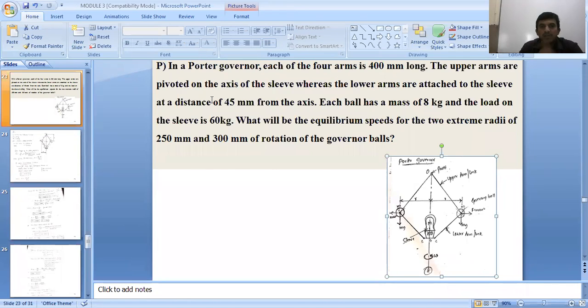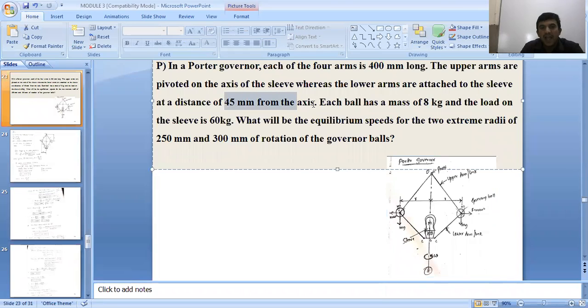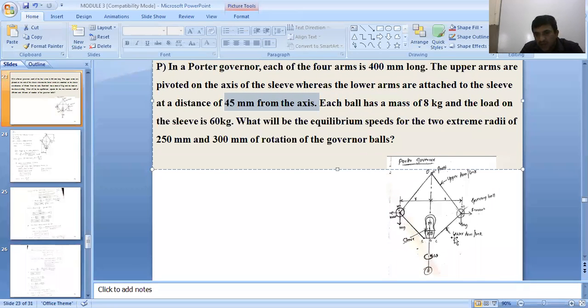The upper arms are pivoted on the axis of the sleeve, whereas the lower arms are attached to the sleeve at a distance of 45 mm from the axis. Now see, the lower arms are not connected directly to the governor shaft axis. It is at a distance of 45 mm from the governor's axis. That is BG or GC. This distance is 45 mm. Any one side you can take 45 mm.